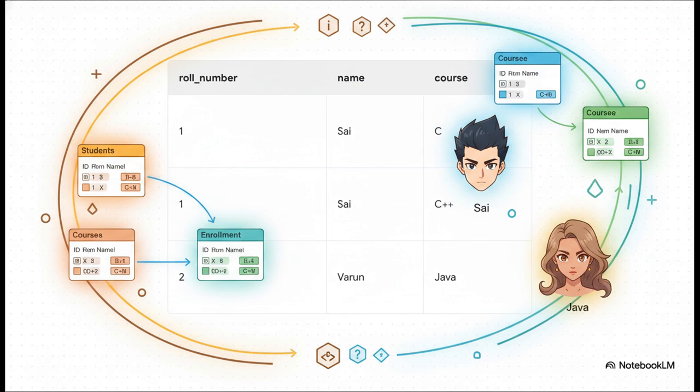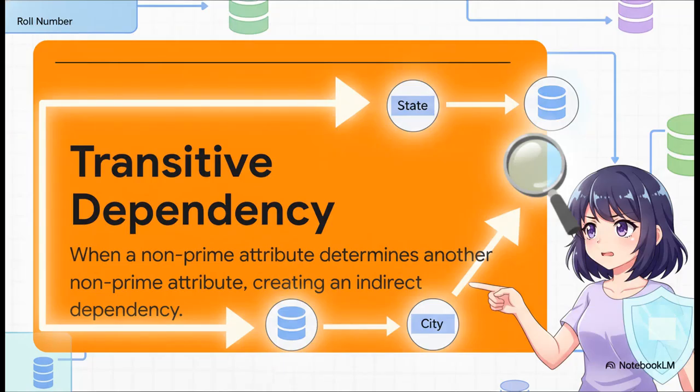So now, each cell has just one atomic value. You have one row that says Psi is taking C, and another that says Psi is taking C++. See? The data is clean, it's clear, and most importantly, it's following the rules. All right, moving on up.